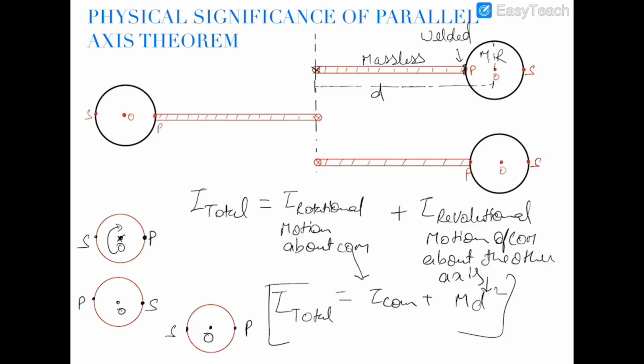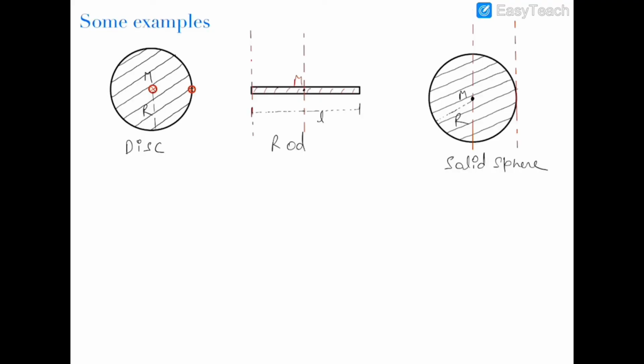So what the parallel axis theorem tells us is that when this system is rotating about an axis which is not passing through the center of mass, then it is performing two motions, and hence we have to write down both the moments of inertia which signify both the motions. Now some examples of application of the parallel axis theorem.